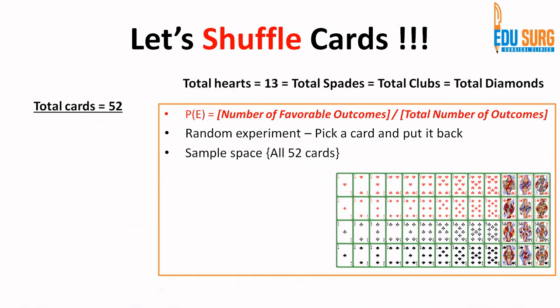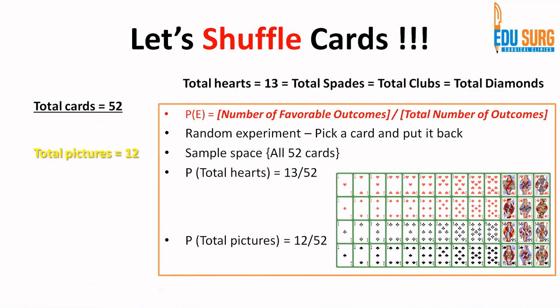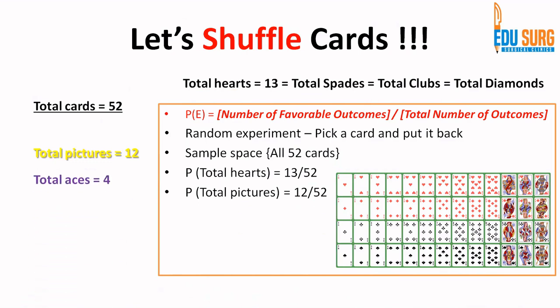As we have seen, total hearts or total spades or total clubs or total diamonds is all 13. So P of total hearts will be 13 by 52, right? So total pictures are 12. So probability of a picture card coming up will be 12 by 52. As we saw in the previous slide, aces are 4. So probability of an ace will be 4 by 52. So number of favorable outcomes upon total number of outcomes. So if you understand this concept, the question on cards with a single shuffle becomes very easy, right?